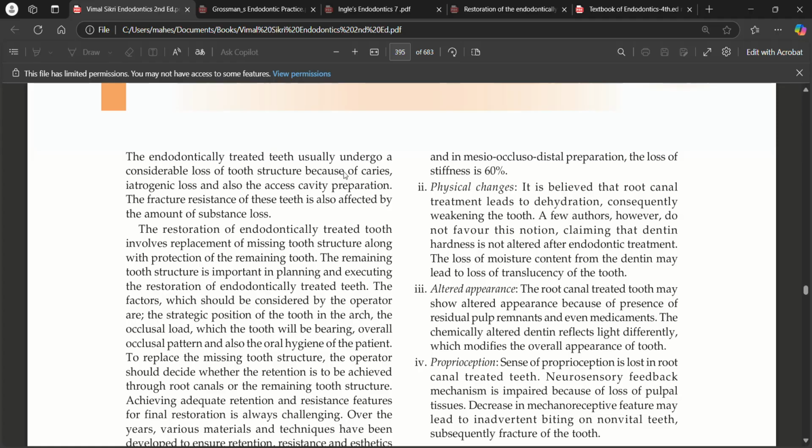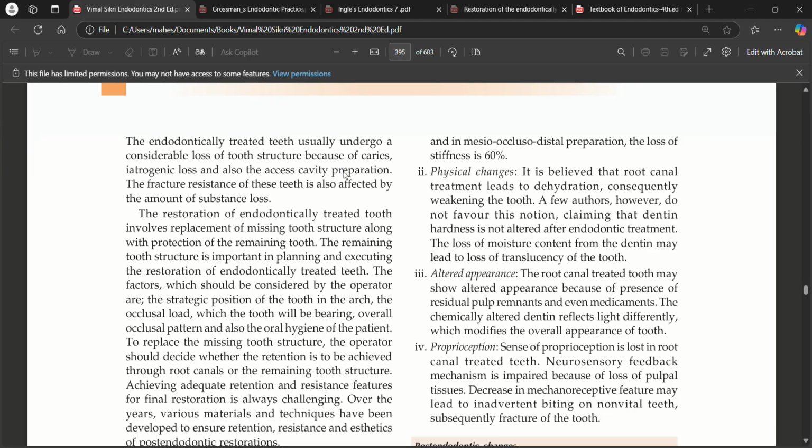Physical changes: it is believed that root canal treatment leads to dehydration, consequently weakening the tooth. A few authors, however, do not favor this notion, claiming that the dentin hardness is not altered after endodontic treatment. The loss of moisture content from the dentin may lead to loss of translucency of the tooth. The altered appearance: the root canal treated tooth may show altered appearance because of the presence of residual pulp remnants and even medicaments. The chemically altered dentin reflects light differently, which modifies the overall appearance of the tooth.